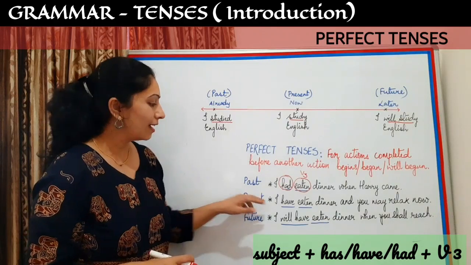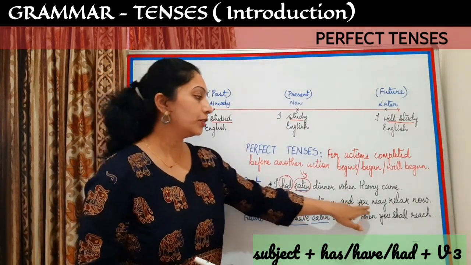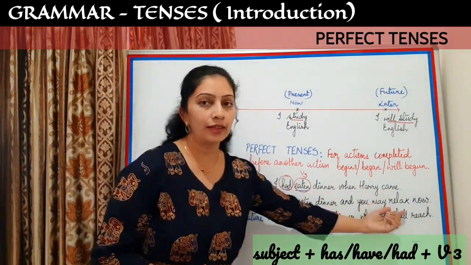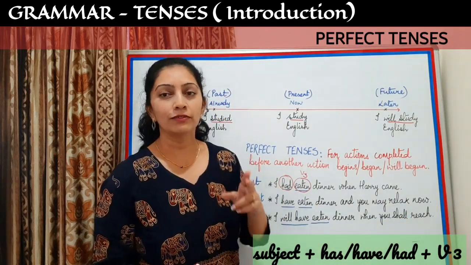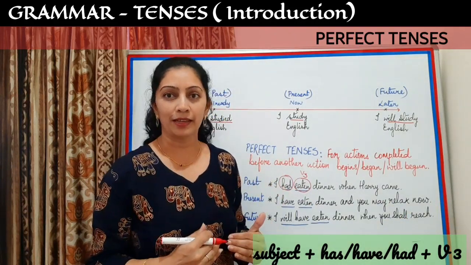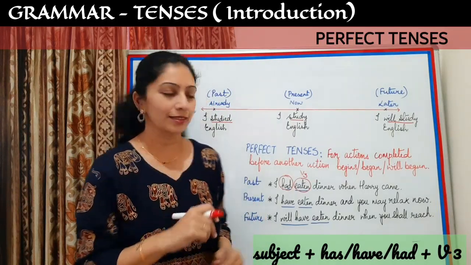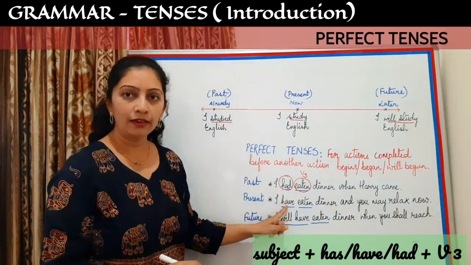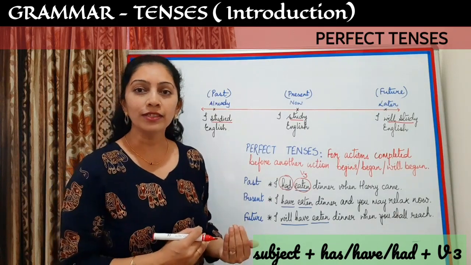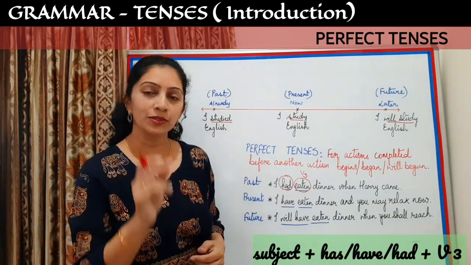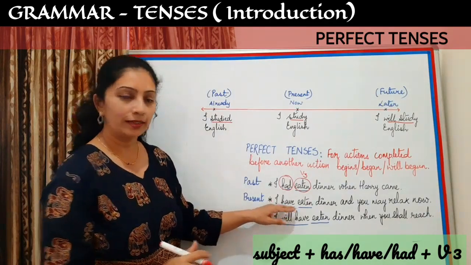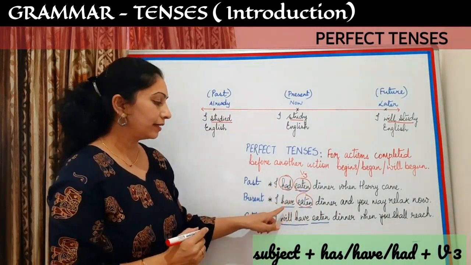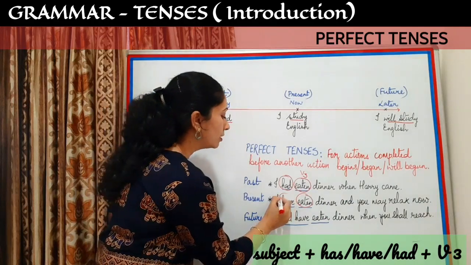Let's look at the present tense. I have eaten dinner and you may relax now. Again, two actions are happening here: eating of dinner and relaxing. These two actions, one after the other. But here we are talking about the present time. So when we are talking about present tense in the perfect category, we have two options, either to use have or to use has. Have is used with plural subjects and has is used with singular subjects. Now let's look here. Eaten is again the V3 form of the verb and it has an auxiliary verb before it, which is have.